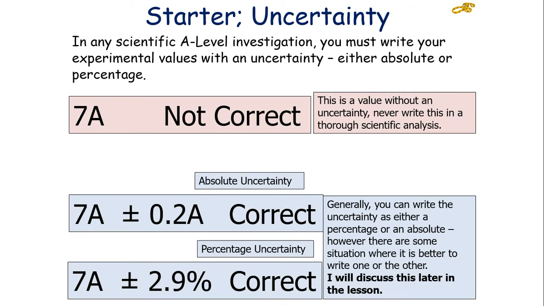Now, in scientific A-level investigations, you can write your experimental value with either uncertainty, either the absolute, which is a numerical value such as plus or minus 0.2, or the percentage uncertainty, which is a percentage of the measured value that you've taken. You never ever write a value without an uncertainty if you take a measurement. So you can't just write 7 amps as an answer anymore. Generally, you can write your uncertainty as either the absolute or the percentage. However, there are some situations where one is better than the other, and I'll discuss that later on in this lesson.